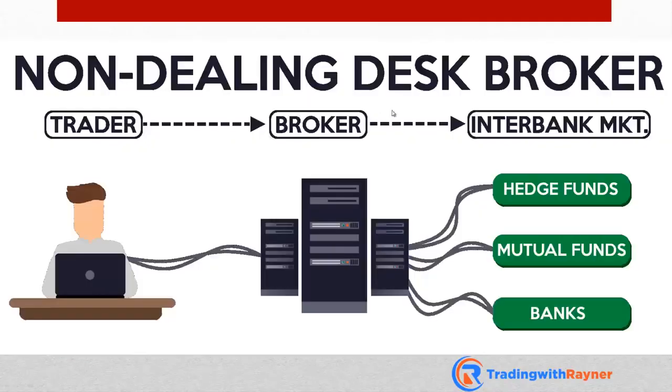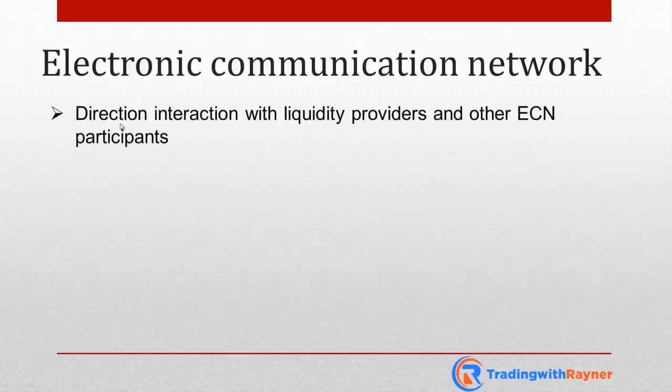So now, non-dealing desks. You have what we call ECN, Electronic Communication Network, and STP, Straight-Through Processing. So let's have a look at a non-dealing desk broker. For example, this one is an ECN. What they'll do is that the trader will trade with the broker, and the broker will just connect you directly to the interbank market. That means you can see the order flow of the other market participants for ECN. You can directly interact with other liquidity providers or other ECN participants.